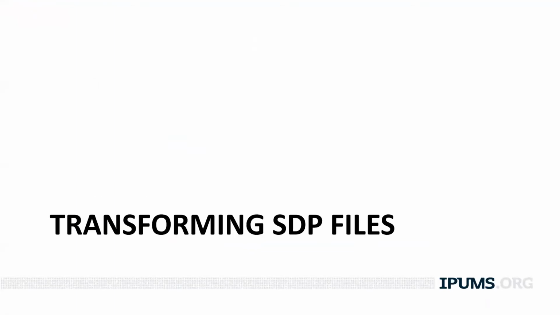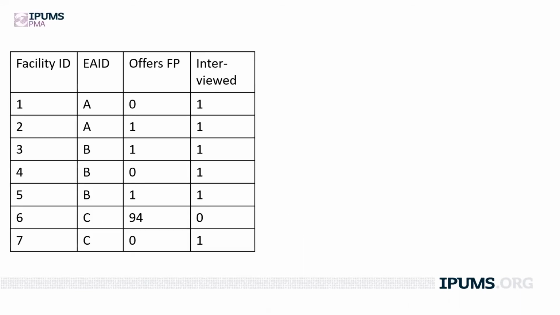So my first step is that I want to transform the format of the SDP files. In order to have an appropriate match, I need to create data at the EA level. So let's say we have this hypothetical sample of 7 facilities within 3 EAs. And I know that there are 2 facilities in both EA A and EA C, and then there are 3 facilities in B.